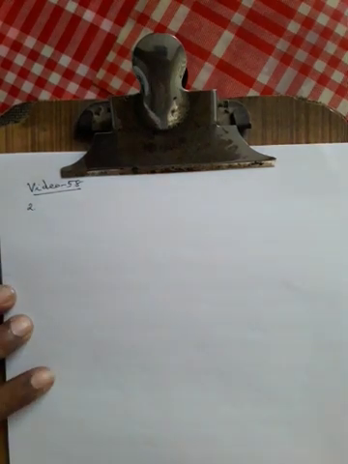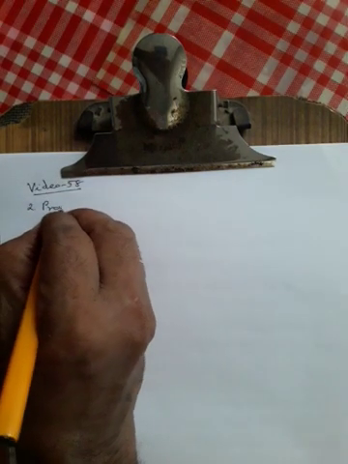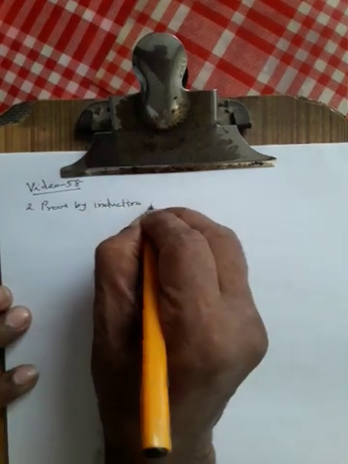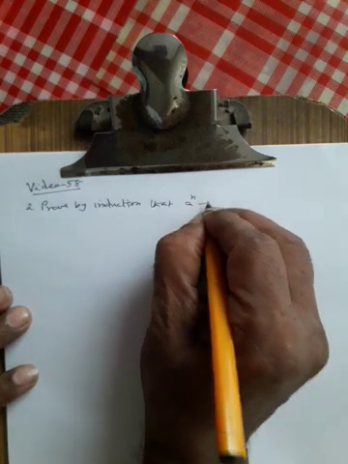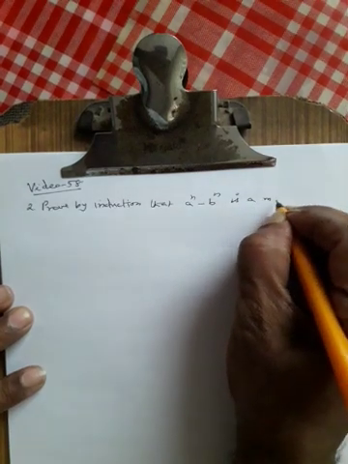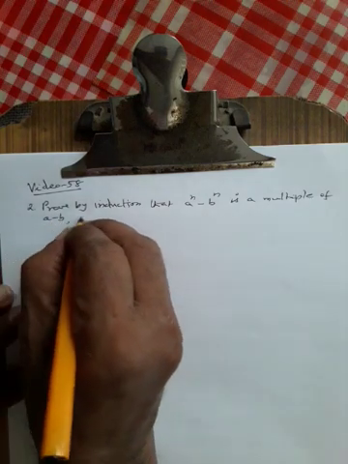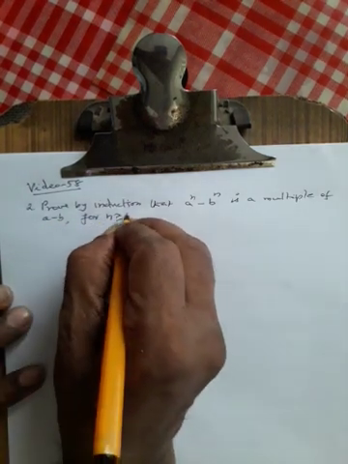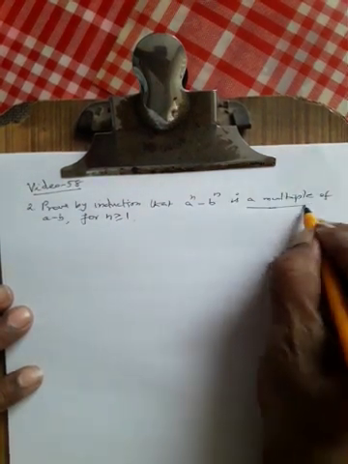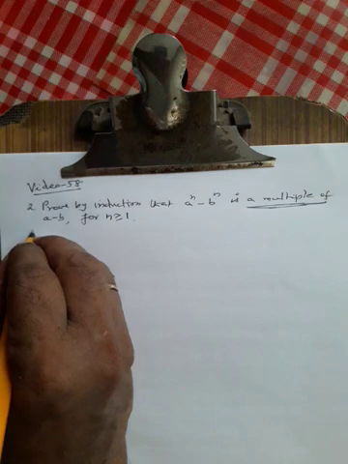Problem number 2. Prove by induction that a power n minus b power n is a multiple of a minus b for n greater than or equal to 1. Multiple of is the same as divisible by; both have the same meaning. Proof.